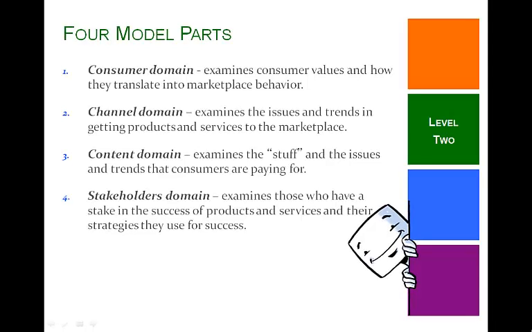The 4 parts of the Chase model are: number 1, the consumer domain. In the consumer domain, we will examine consumer values and expectations and how they translate into marketplace behavior. Number 2, the channel domain. We will examine the issues and trends in getting products and services into the hands of consumers in the marketplace. Number 3, the content domain. We will examine the stuff that you are paying for and the issues and trends involved in those areas.